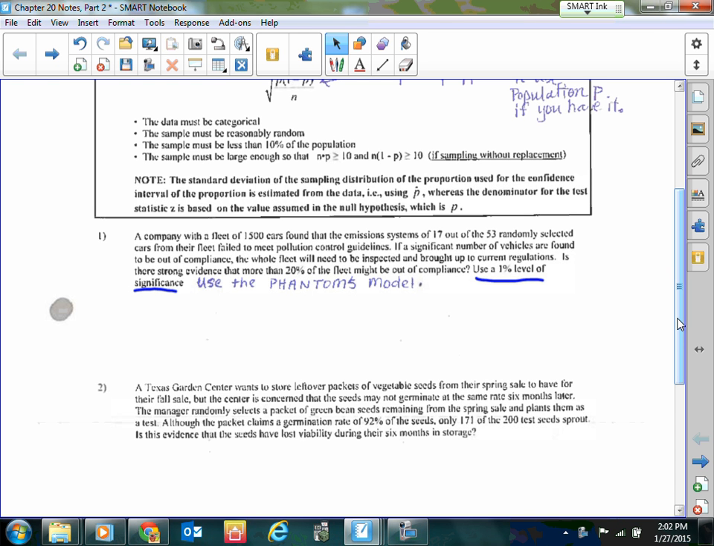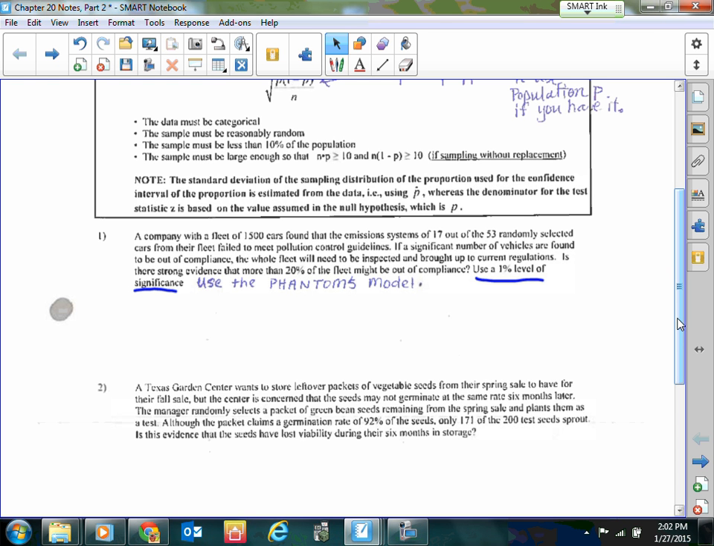Number one, a company with a fleet of 1,500 cars found that the emission system of 17 of the 53 randomly selected cars from their fleet failed to meet pollution control guidelines. If a significant number of vehicles are found to be out of compliance, then the whole fleet will have to be inspected and brought up to current regulations. Is there strong evidence that more than 20% of the fleet might be out of compliance? And we don't know what this means yet, but use a 1% level of significance. So that's one of the things that we're going to learn what that means.